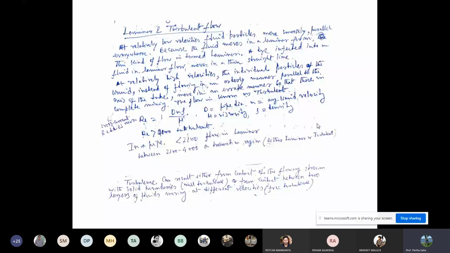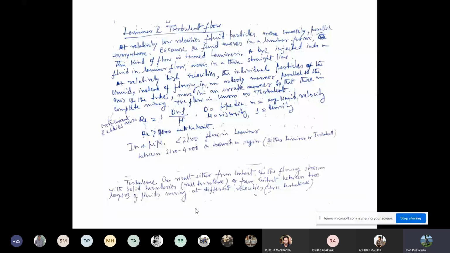So if you just put the value or unit of each parameter, you will see that there is a dimensional unity. Okay, Reynolds number is a dimensionless number. Turbulence can result either from contact of the flowing stream with a solid boundary. How does the turbulent flow develop? It can develop if the fluid is interacting with the boundaries or the wall.